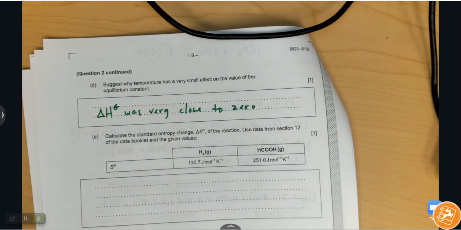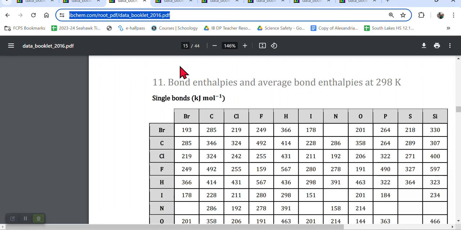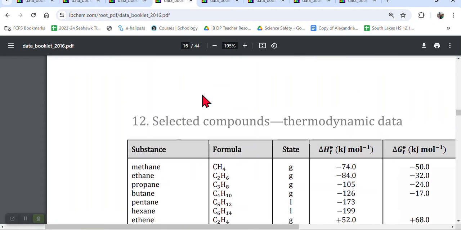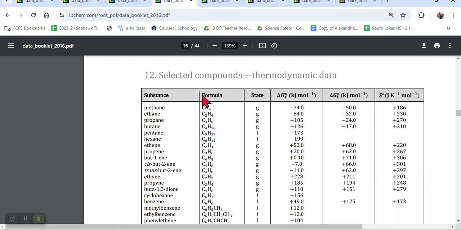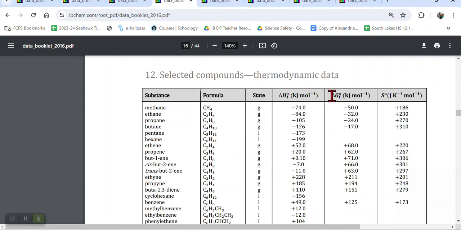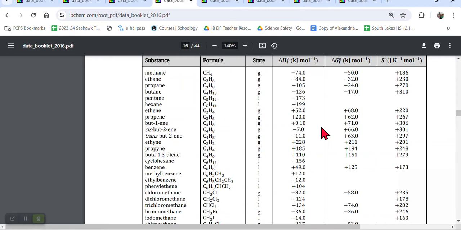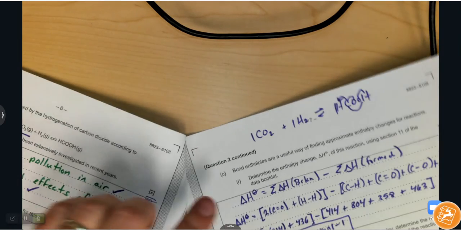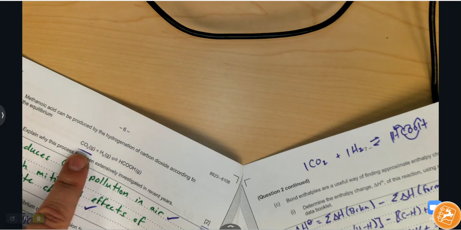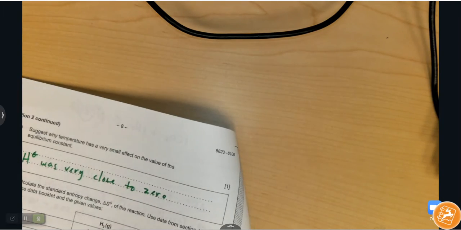from section 12. So if we look in our data booklet, section 12 is thermodynamic data or formation data: enthalpy, Gibbs free energy, and entropy of formation. So it gives us 2 values, probably because they're not on here. So if we look at our reaction, here it is. Oh, I'm not showing you my screen. Here it is right there. All right, so we just have to do products minus reactants.